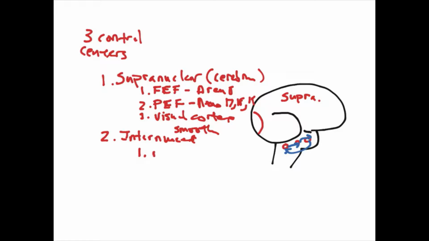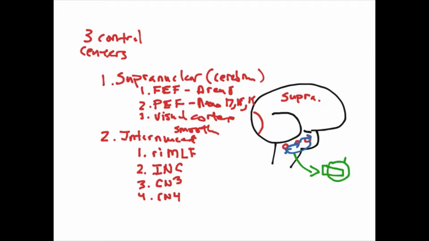The first one I want to talk about is the rostral median longitudinal fasciculus, the RIMLF. The next one, and these are all the really big ones you would need to know, is the interstitial nucleus of Cajal. The other two should be easier to know: CN3, the oculomotor nucleus, and CN4, the trochlear nerve nucleus. These are two nuclei of the brain that we should know are involved. Everything out of here, when information leaves these centers, will involve the nerves and the muscles of the eyeball itself.